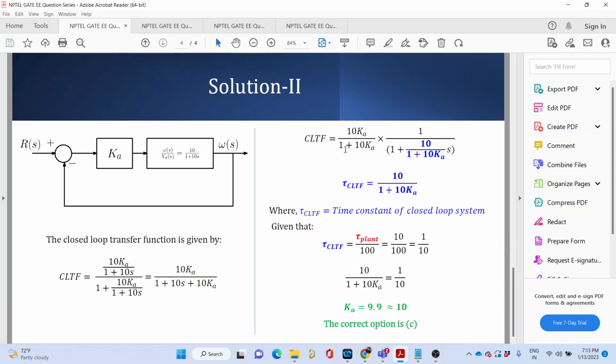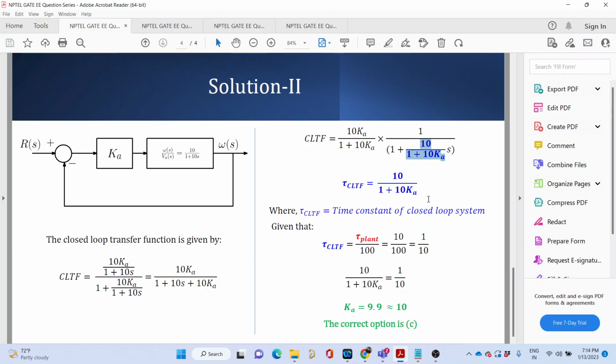See, can you not write it like this? So if you take 1 plus 10k as common from the denominator, you get this, right? Yes, sir. So now this is the time constant of the closed loop system, right? Yes, sir. So now it is in standard form. So the time constant of the closed loop system is this, 10 divided by 1 plus 10k. You have got an expression for the time constant of the closed loop system.